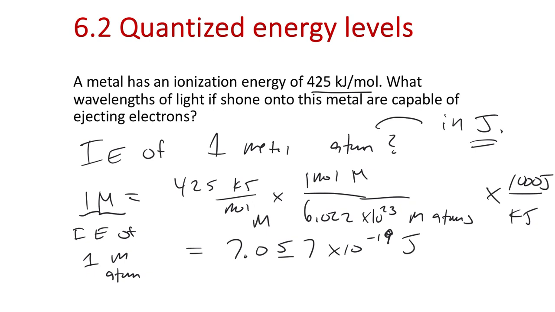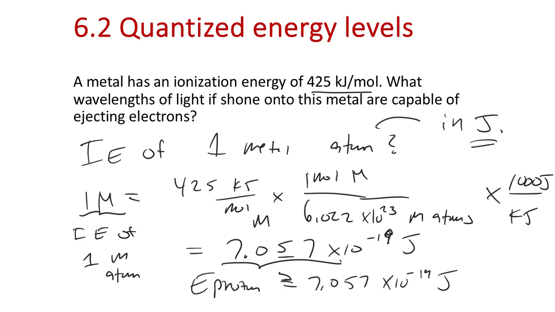So we're trying to calculate the ionization energy of just one of the metal atoms. And now the idea here is that our photon can interact with one atom, one photon at a time. So one photon can interact with one atom. So we're going to say that the photon energy has to be equal to or greater than 7.057 times 10 to the minus 19 joules.